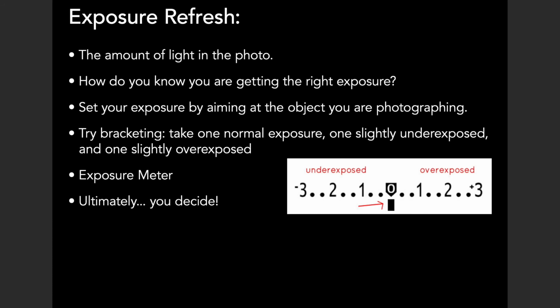Bracketing just means that you're taking one photo that the camera says is the right exposure, quote unquote, and then one photo that is slightly underexposed, so a little bit darker, and one photo that's slightly overexposed, so a little bit lighter. You end up with 3 photos of the exact same thing, but then you can decide, oh, I actually like this photo a little bit darker, or, oh, no, this photo needed to be a little bit lighter, and that is better. Ultimately, you are the decider of what is the right exposure, assuming that you don't get too dark or too light.